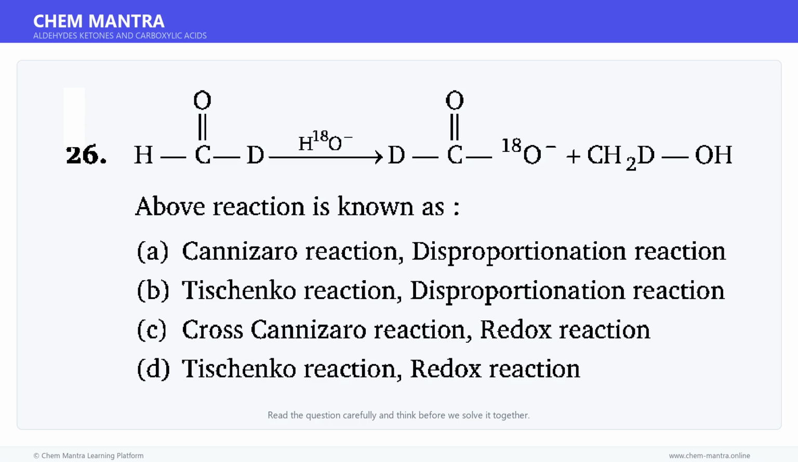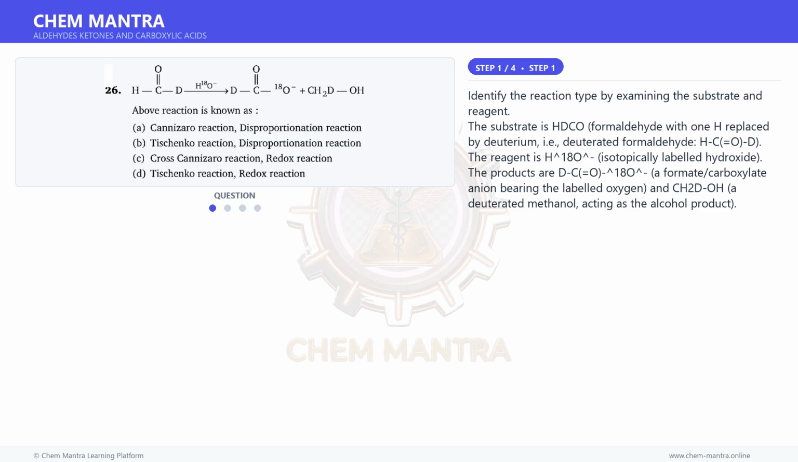Here is a question. Read it carefully and think about the answer. Let us solve it step by step. Let us begin solving this step by step. Identify the reaction type by examining the substrate and reagent.